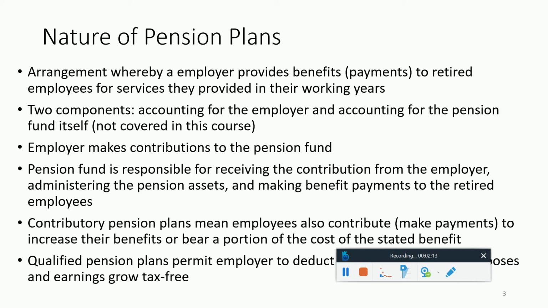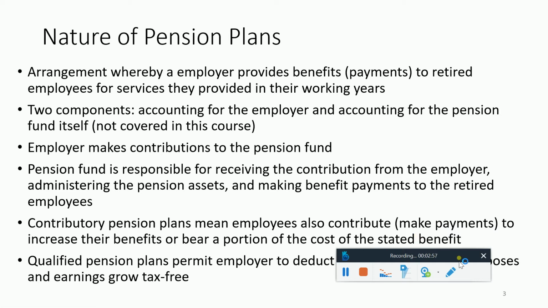In order for a pension plan to work, the employer has to make contributions to the pension fund. Those contributions are in cash. And then the pension fund, which is typically run by a third party, is responsible for receiving those contributions, administering the pension assets, so that cash that the employer is paying in is going to be invested in stocks, bonds, etc. Those become the pension assets. And then ultimately, those pension assets are what is going to be used to make benefit payments to the retired employees.